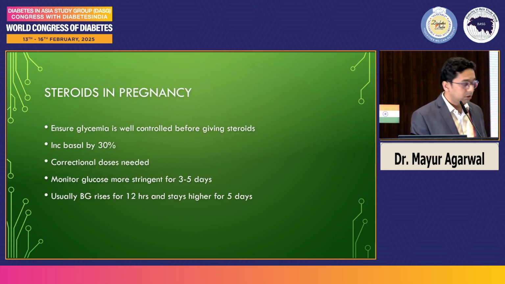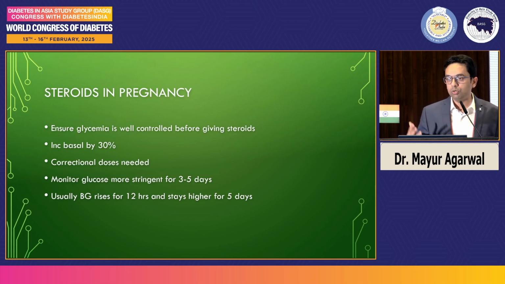Now let's talk about steroids in pregnancy. This is just the last 2 minutes, I would say. Ensure glycemia is well controlled before giving steroids. If possible, increase the basal dose if the patient is already on insulin. A correction dose is needed as per requirement depending on the sugar, right? Monitor glucose more stringently. A CGM would be even preferred in this type of patient. For maybe 3 to 5 days you will see the effect of steroids, and you will require a higher dose of insulin.